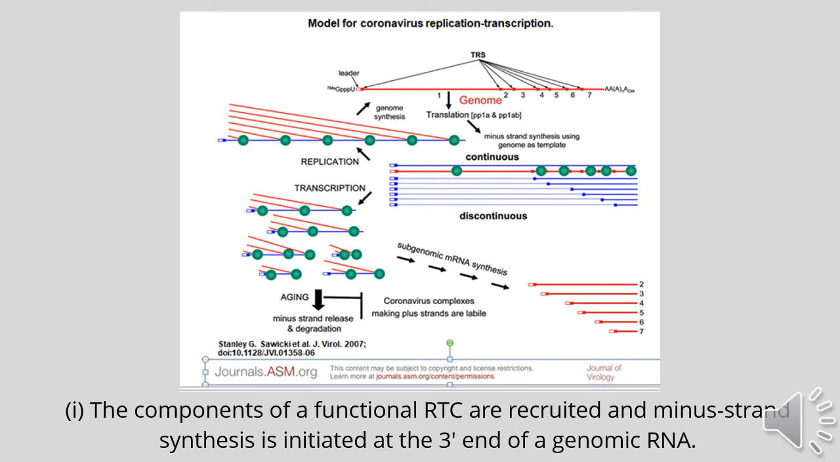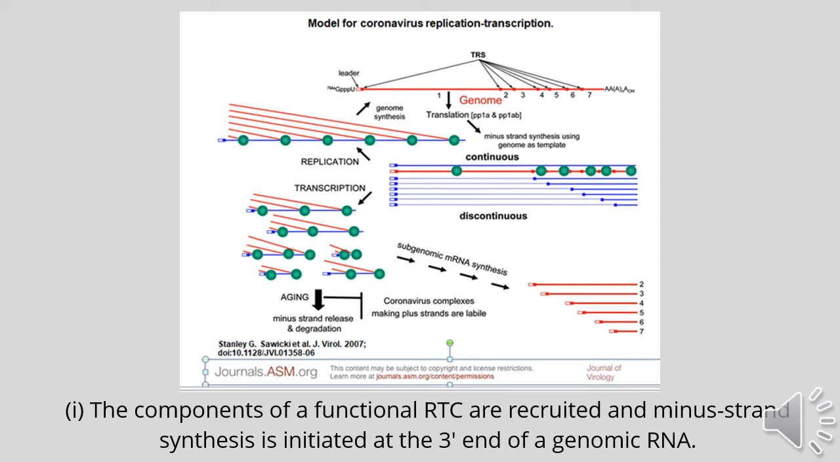It is in the form of the teal oval that recognizes cis-acting elements at the 5' and 3' ends of the genome. This RTC then copies the genome either continuously into a genome-length template or discontinuously into the various subgenome-length minus strand templates.